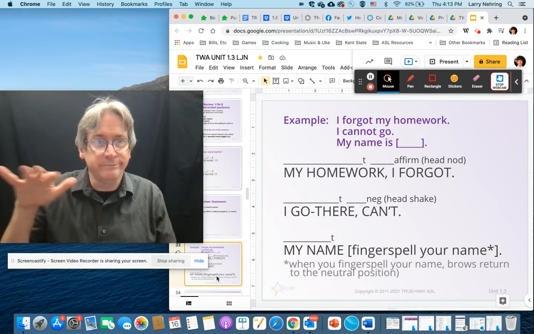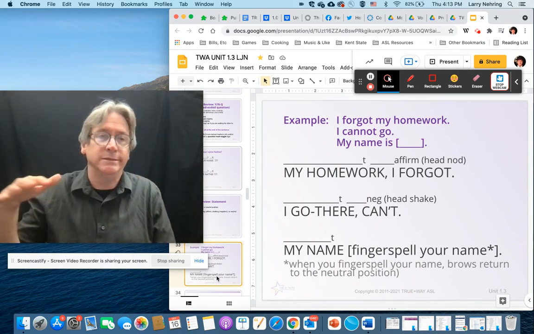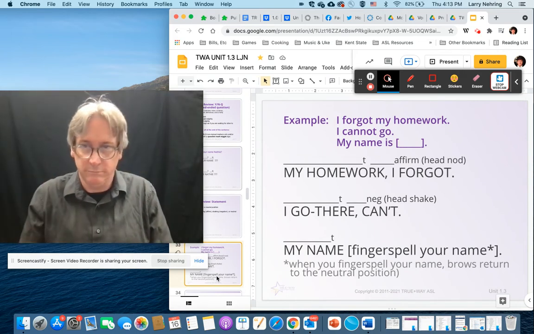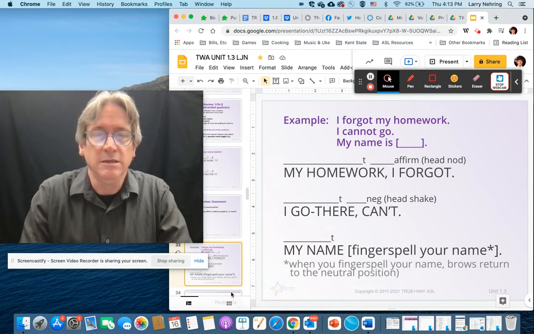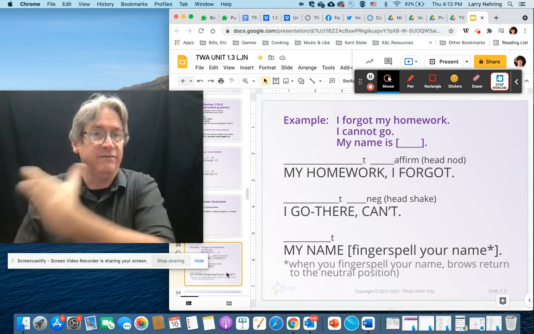Neutral. My name. If you're confirming it, oh, my name is this. So those are the three statement types: neutral, positive, negative.